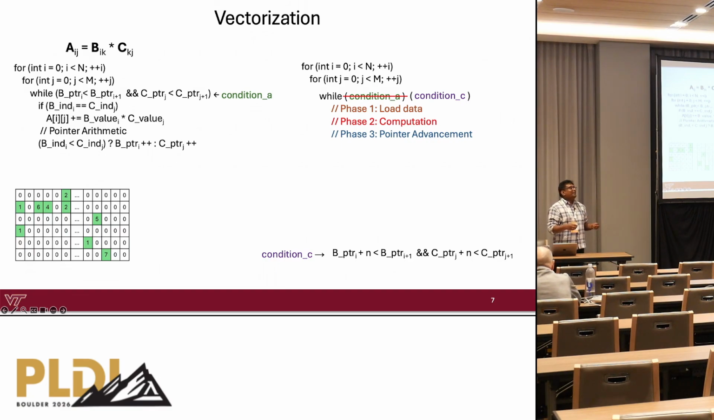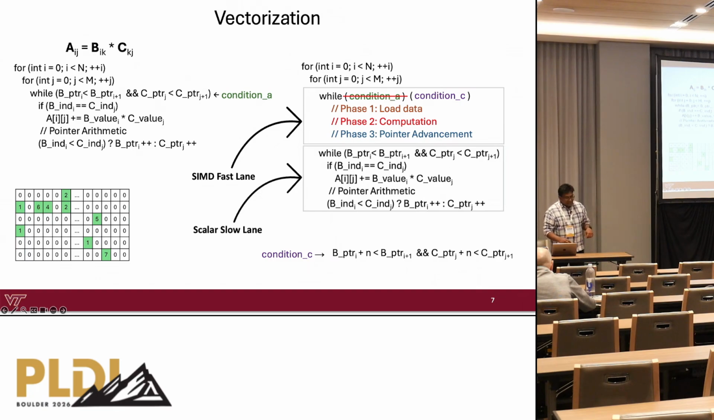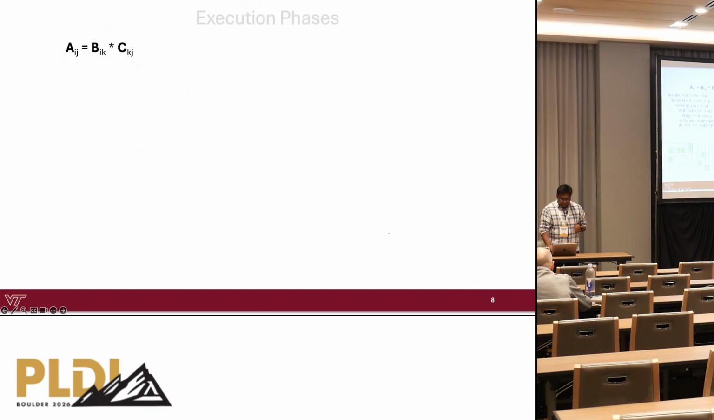What will happen? You will skip some rows, right? So I'm going to keep the original loop as it is, and the loop that I want to vectorize, I keep both versions. If the condition C fails, it's going to fall back to the slower version that you have written. I'm going to call the first version the SIMD fast lane, and the scalar version the SIMD slow lane.